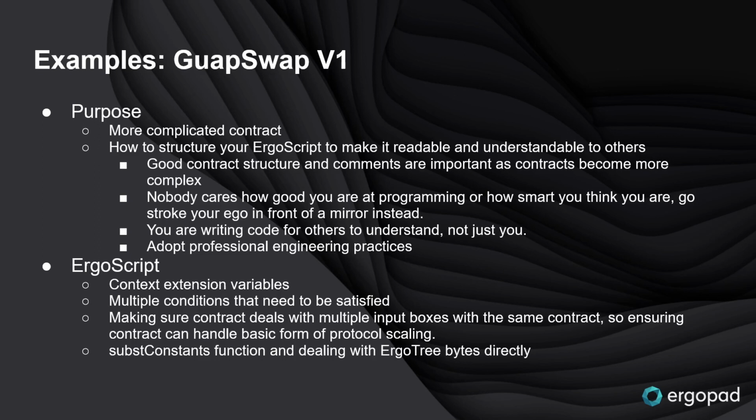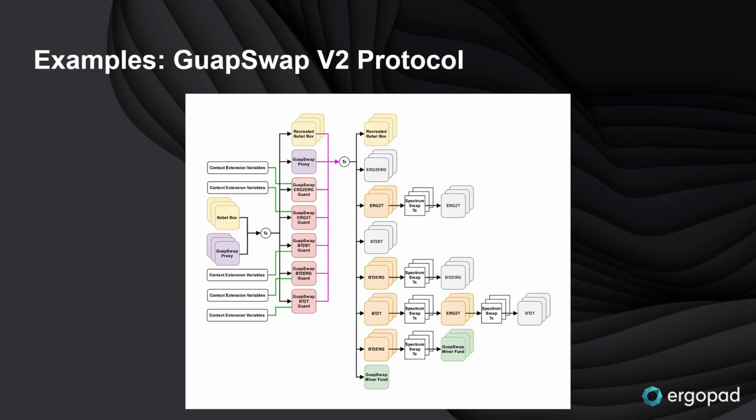And then in Ergo script, we're going to cover context extension variables, multiple conditions that need to be satisfied, making sure that your contract deals with multiple input boxes, and a special function called the substitute constants function. Now, what would a protocol for this look like? Version 2's protocol looks like this.